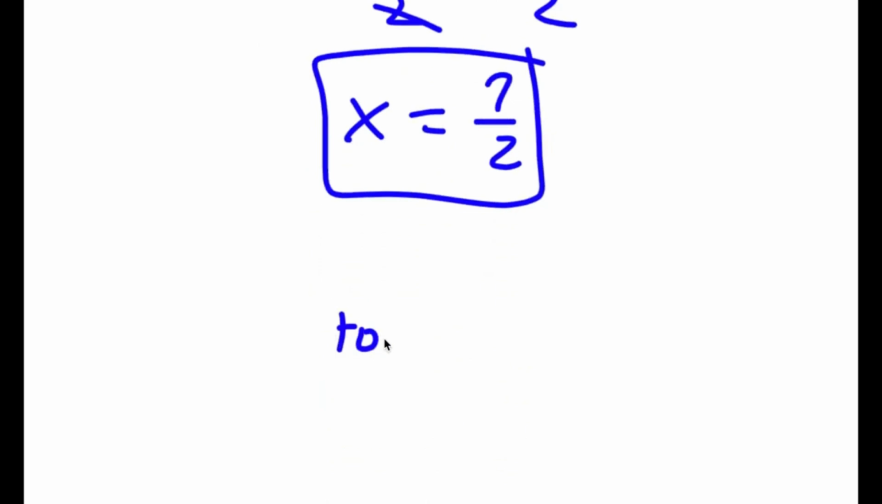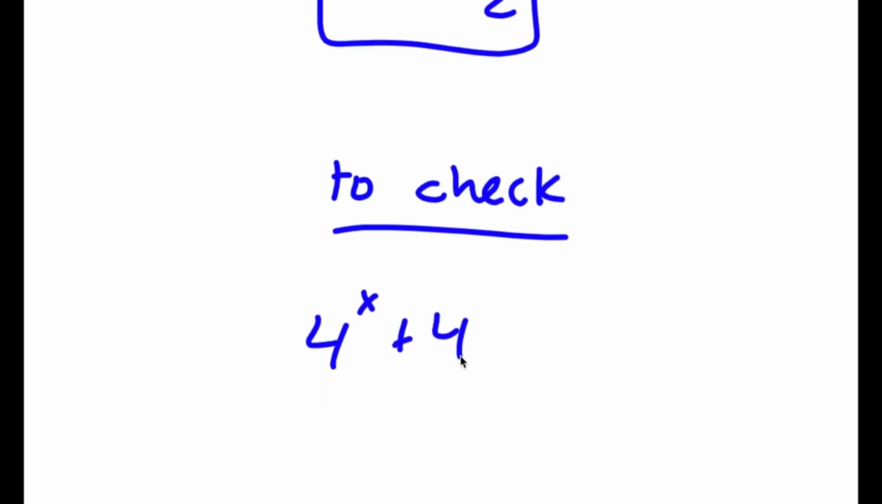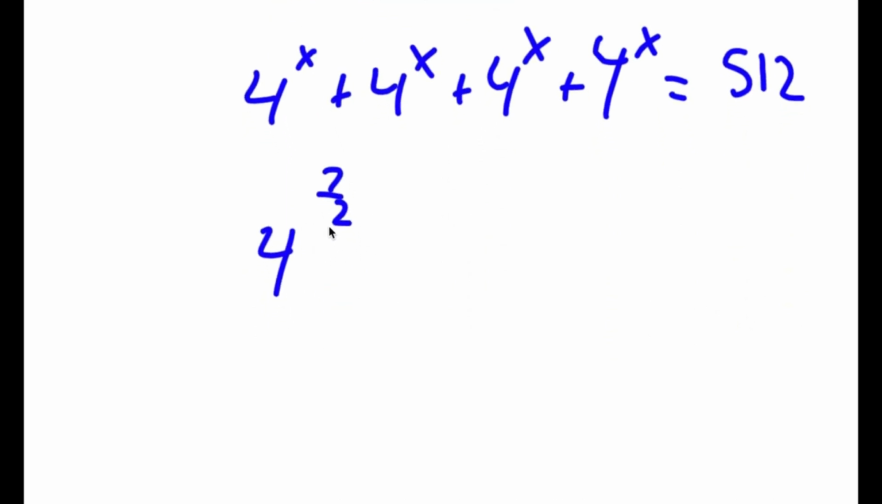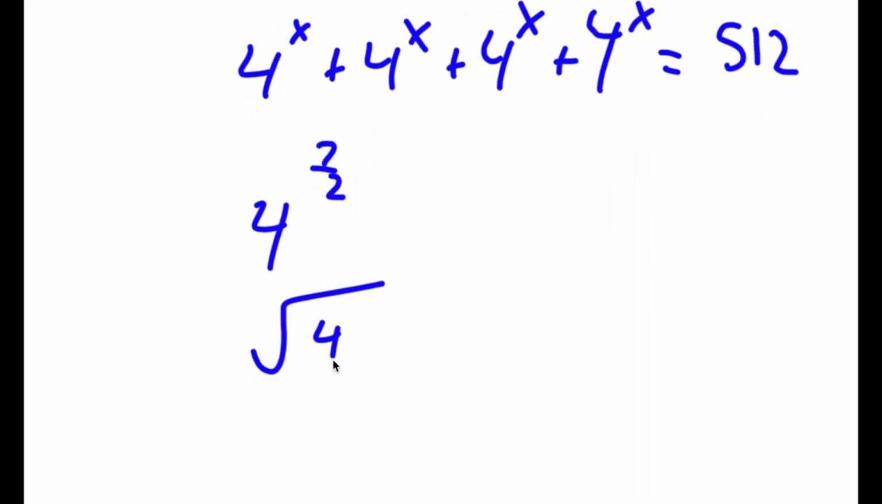So now to check, I have 4 to the power of x plus 4 to the power of x plus 4 to the power of x plus 4 to the power of x is equal to 512. So 4 to the power of 7 over 2, this is the square root of 4 to the power of 7.